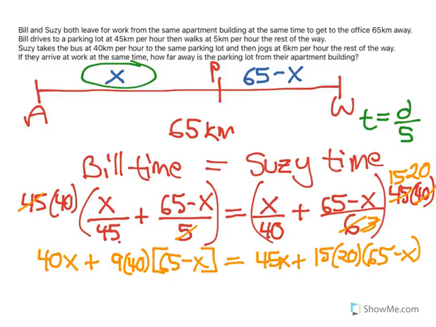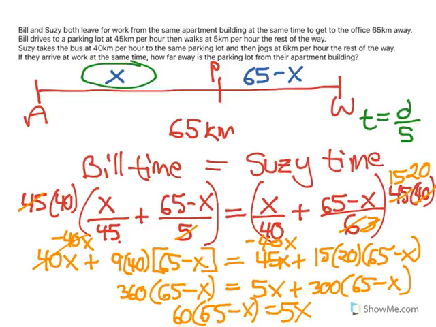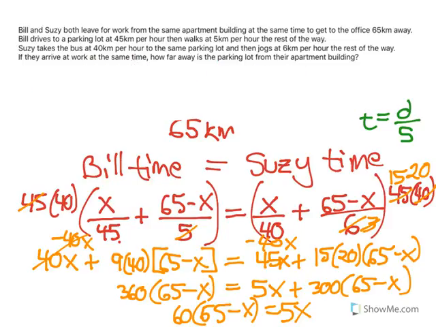Now it's a nice little equation. We can move the 40x over here, so we've got 5x just by minusing 40x from both sides. That's gone. We get 5x. This is 300 into 65 minus x. And this is 360 into 65 minus x. If we bring the 300 times that over, we're left with 60 into 65 minus x equals 5x. And then it's just multiplying out. So I'm going to pause, create some room here, and finish the question.